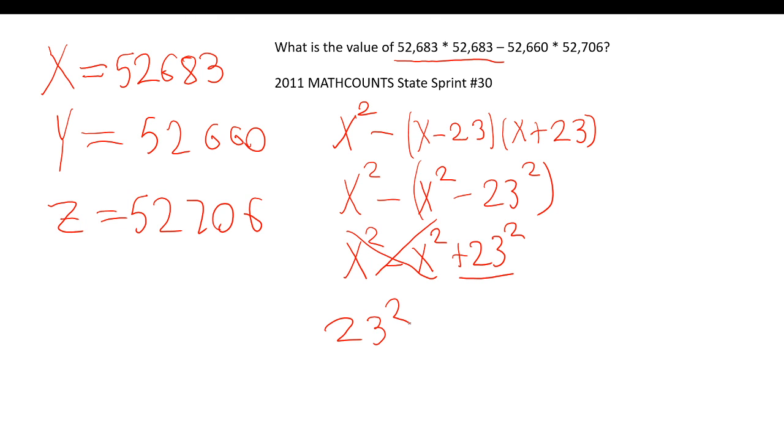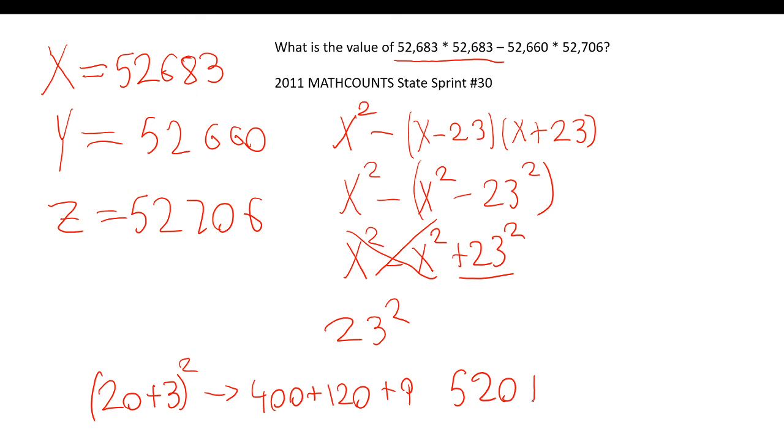Now, instead of multiplying it out again, we can just use the expansion for the square of a binomial, and we get 20 squared is 400, plus 20 times 3 is 60, 120, plus 9, 400 plus 120 is 520, plus 9 gives us 529. So our answer to this problem is 529. And we see that just by throwing in variables for different values, we can easily evaluate expressions like this.